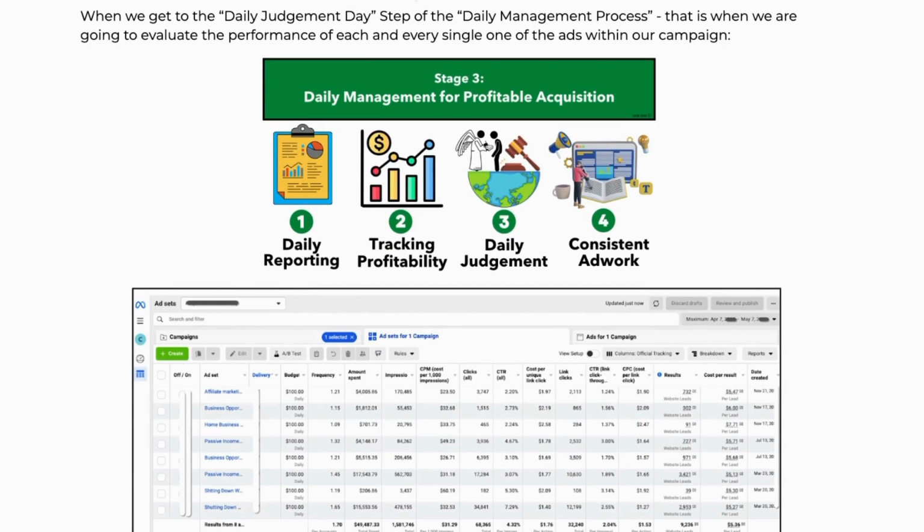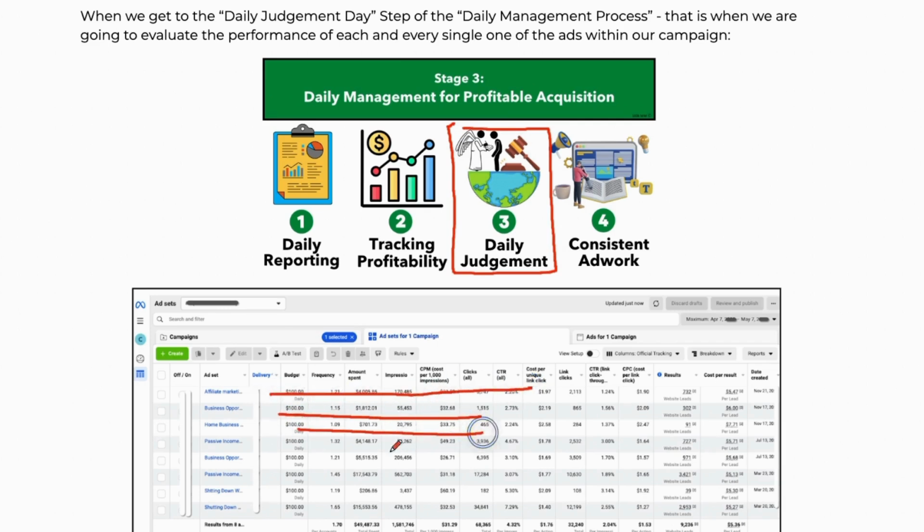Later on, in an upcoming training section, we are going to get into the daily judgment piece. The daily judgment piece is where we actually go into the ads manager and see, okay, this specific ad set, this specific ad, XYZ. We're going to look at each and every single one inside of the ad set.